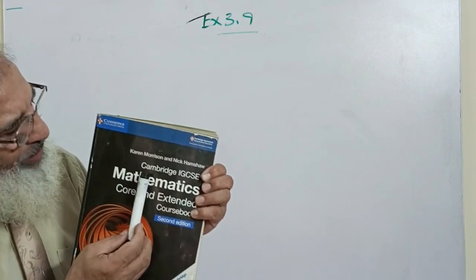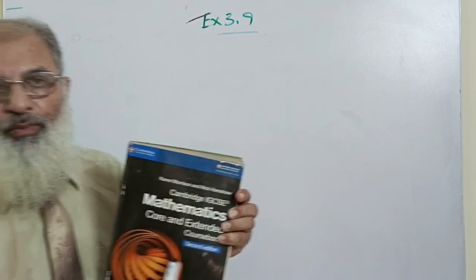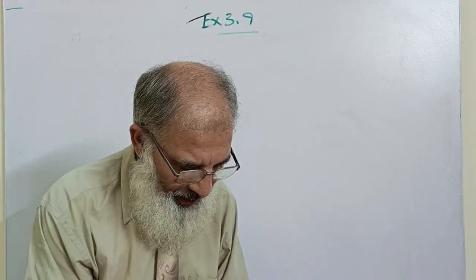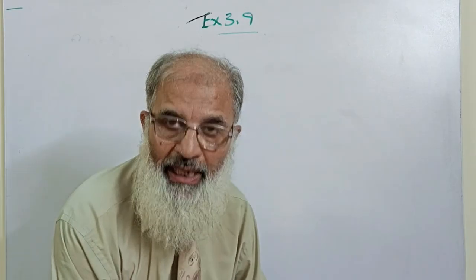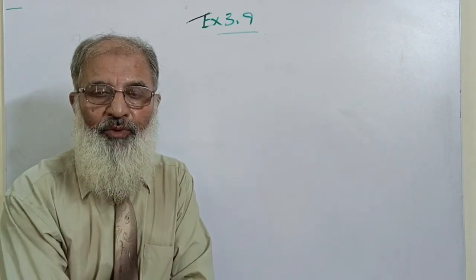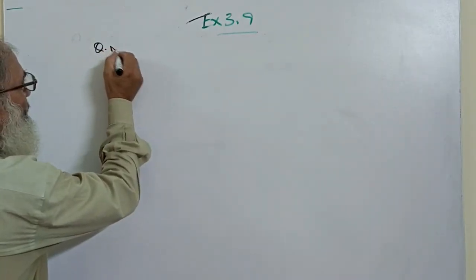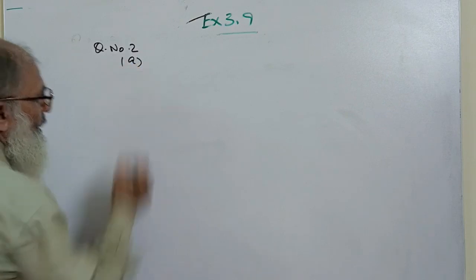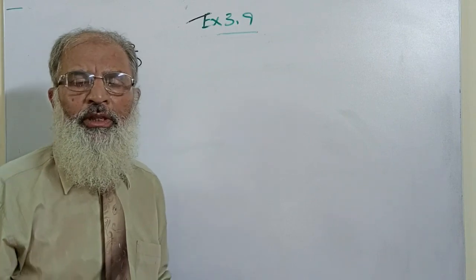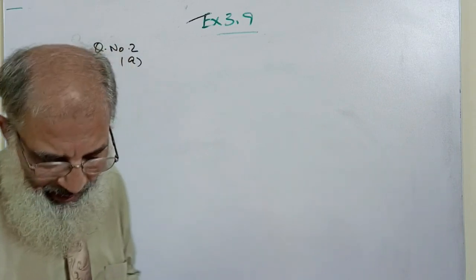So my dear students, as you know that this is Cambridge IGCSE mathematics core and extended notebook course book. This is the course book, and we are at chapter number 3 and maybe at the end of chapter number 3. These are some few last exercises which we are doing. So we are starting from question number 2 part A. Now the figure is already given to you, so you need not draw a rough sketch. When you are not given a figure, then you have to draw a rough sketch.